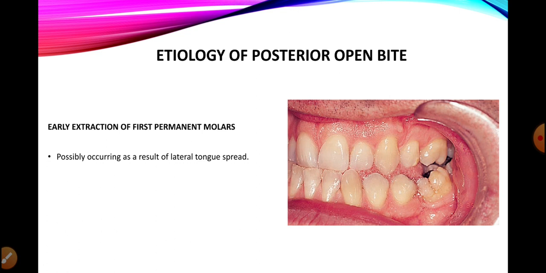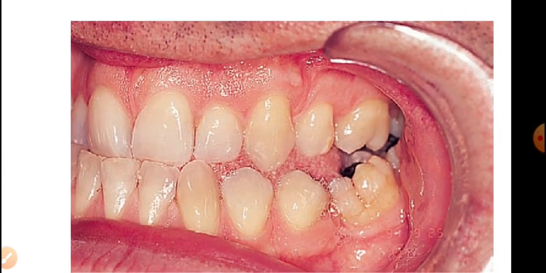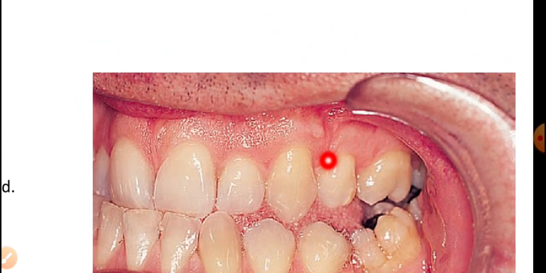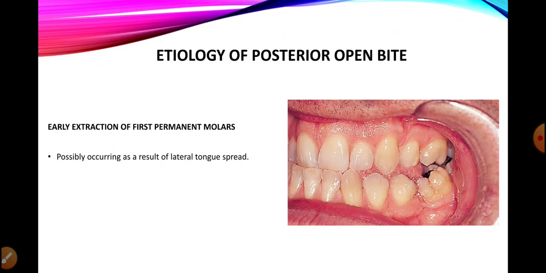One of the major factors that may cause a posterior open bite is early extraction of the first molars. As we can see here, there is a localized posterior open bite, and early extraction of the first molar may be a cause. It is suggested that it may possibly occur because when the permanent molars are extracted early, there is a lateral tongue spread.